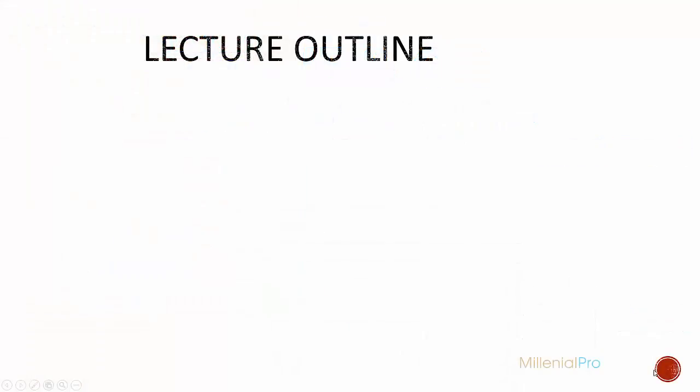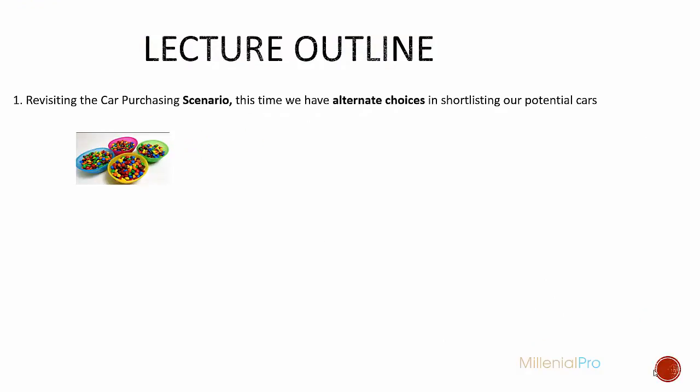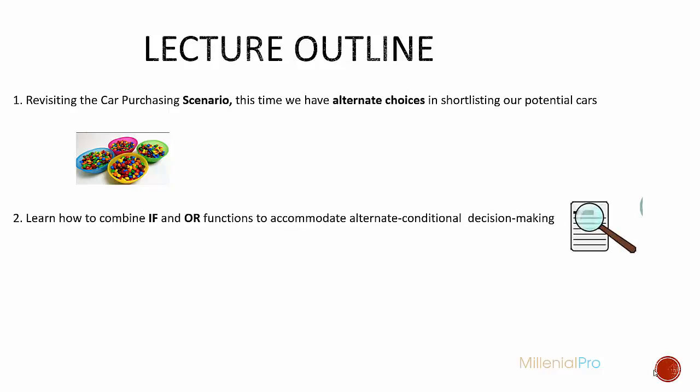Before we start, let's take a look at the structure of this lecture. First, we're gonna revisit the car purchasing scenario. However, this time, we have alternate choices to make in shortlisting our potential cars. We'll then explore how to use the if and or combination to accommodate alternate conditional decision making. And before we conclude the lecture, we'll talk about the exercise and the quiz for this lecture.